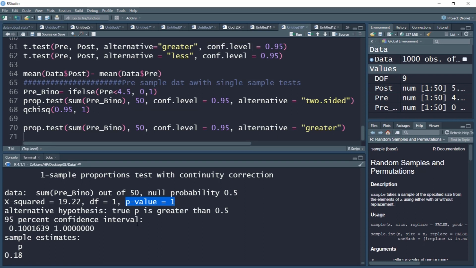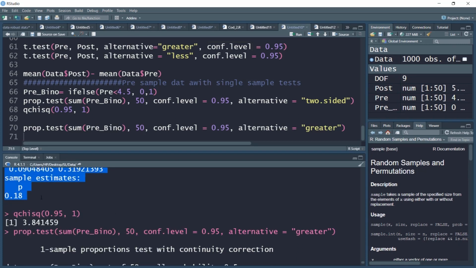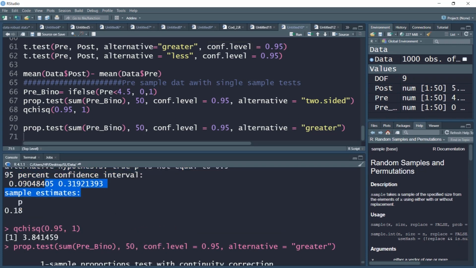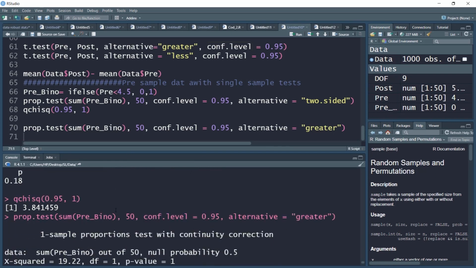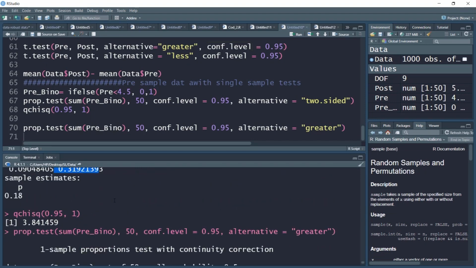Why? Because in our previous test itself, we could see the sample estimate of 0.18 and the confidence interval as 0.09 to 0.319, which is lower than 50%, 0.5, which already indicated to us that those with a score of 1 have a lower probability than 50%. So this hypothesis, where the null is that their probability is 50% and the alternative is that the probability is greater than 50%, is spurious.